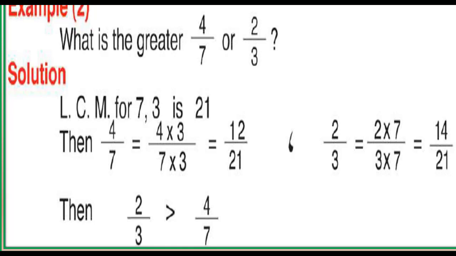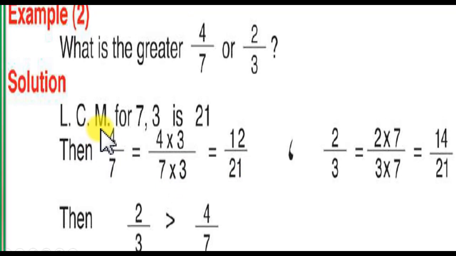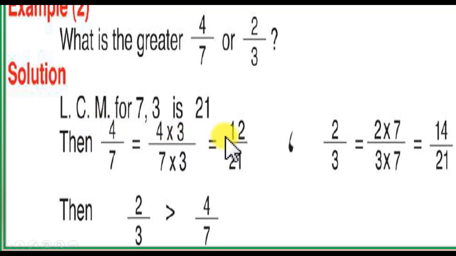Can you convert the denominator 7 to 21? Yes, it's so easy. Multiply the denominator by 3. But you must multiply the numerator by the same number. 7 times 3 equals 21. 4 times 3 equals 12. So now 4 over 7 becomes 12 over 21. What about 2 over 3?